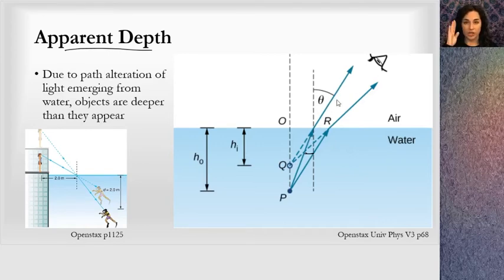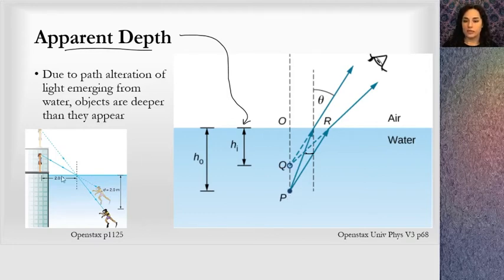not a very smart instrument perceptually. It thinks those rays came from this point Q, rather than doing the calculations and knowing that that light came from point P. So this is what we call the apparent depth. This depth of where point Q is, where the eye thinks the object is, rather than where point P is, where the object actually is.